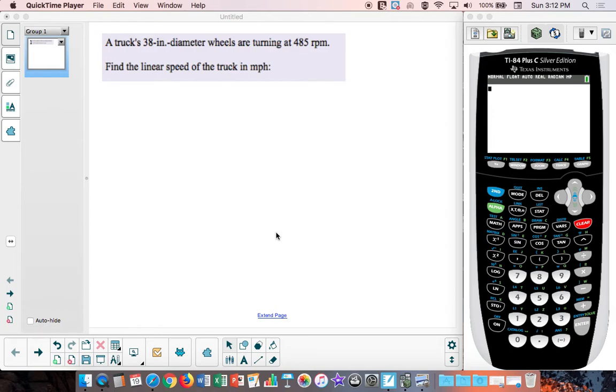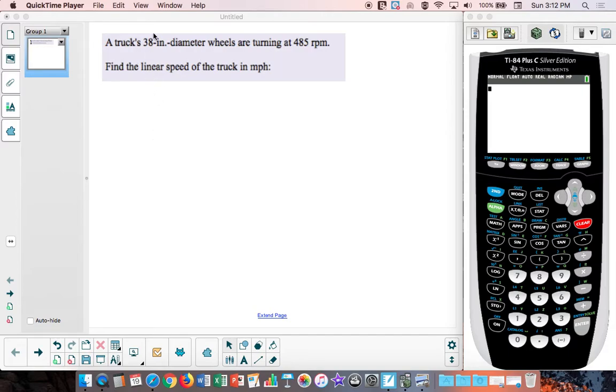Example, I don't know if these are the same numbers as yours, but it should be pretty much the same thing as what you had. But this one's a truck's 38 inches diameter wheels turning at 485 RPMs. Find the linear speed of the truck in miles per hour. So with this, first I just like to get it into a linear speed in general.